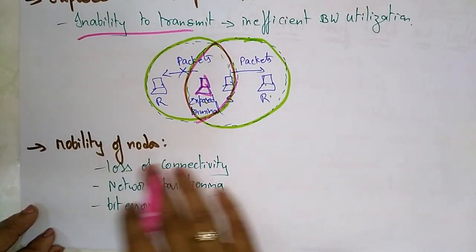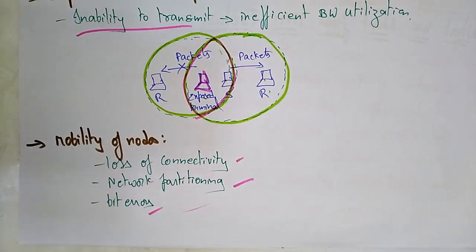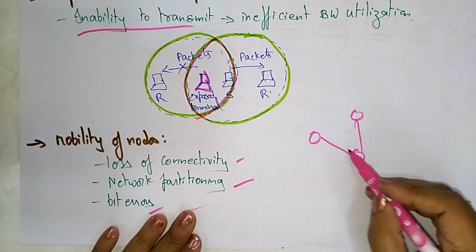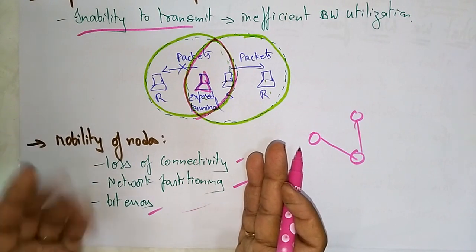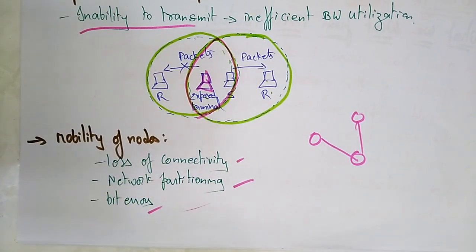Another design issue is mobility of nodes, which brings loss of connectivity, network partitioning and bit errors. Because of the mobility of nodes from one place to another, this becomes a design issue. With mobility, a loss of connectivity may occur, network partitioning is there, and bit errors may occur. Okay, thank you.